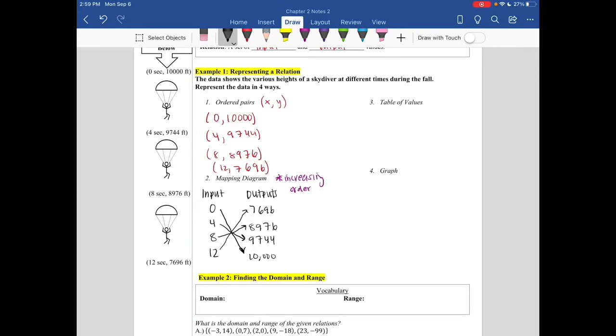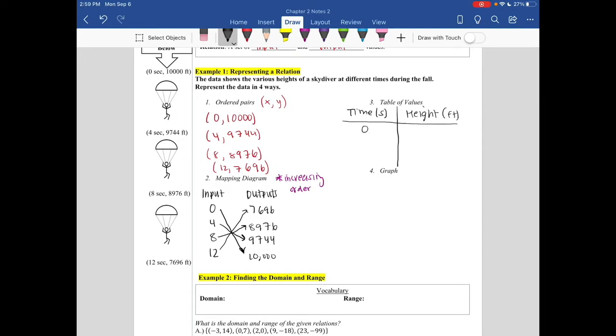Next, we have a table of values, which is really similar to the mapping diagram, but now we include units and there are no arrows. So now for our input, we have the time, and that time is in seconds. And for the output, we have the height, or the feet. And then we can put the corresponding data.